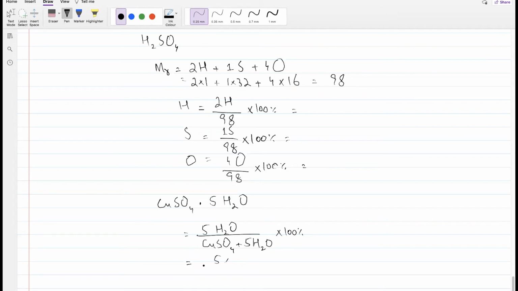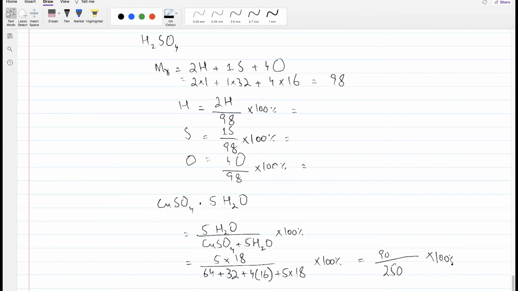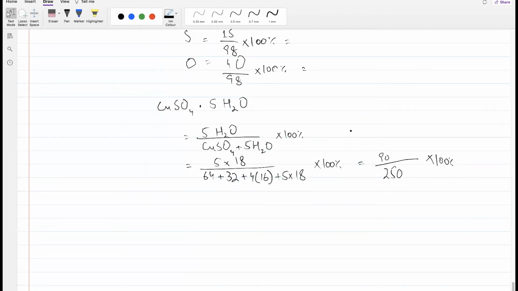So 5 water is 5 times 18 because water's MR is 18. Copper sulfate: copper is 64, sulfur is 32, oxygen is 4 times 16, then again 5 times 18, into 100%. So 5 times 18 is 90, and this total comes out to be 250. I just remember it from another question we did a couple of years ago. Okay? So that's how I figure out how much of that is water. मुझे पता चल जाएगा कितने percent आएगा.